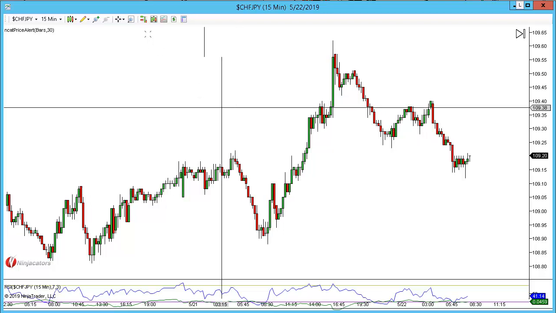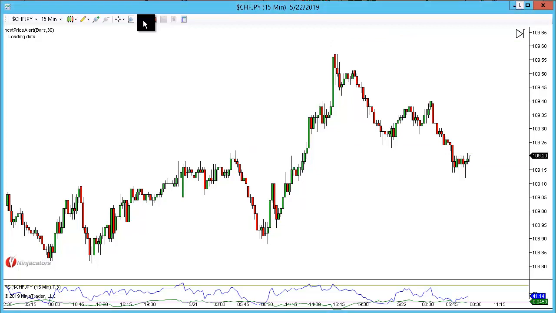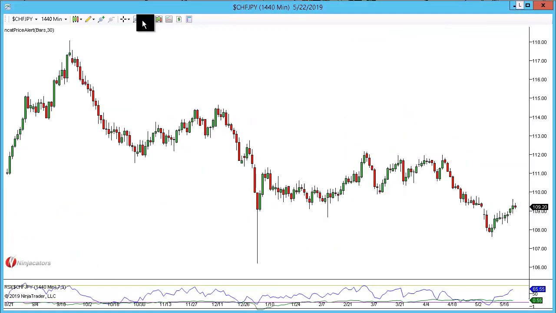We're here on the Swiss yen. We have a flag pattern that I've just got involved with. I'm going to do the higher time frame analysis and talk you through this trade setup.